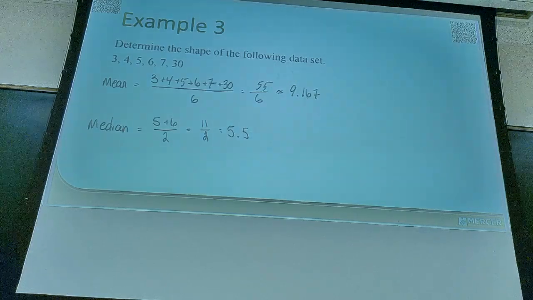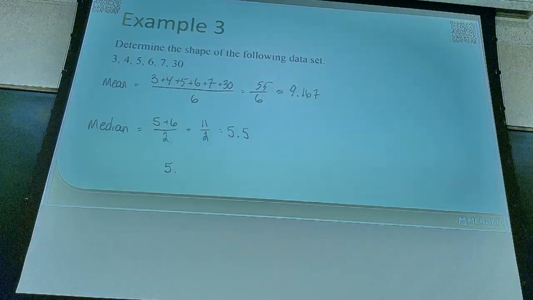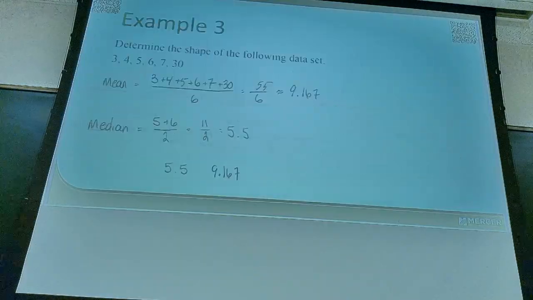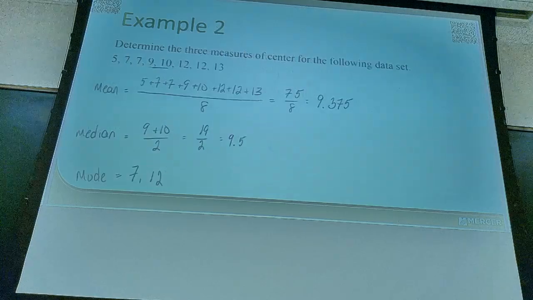So what's the shape? Right skew. So these two would actually then be left skewed. Median larger is left.